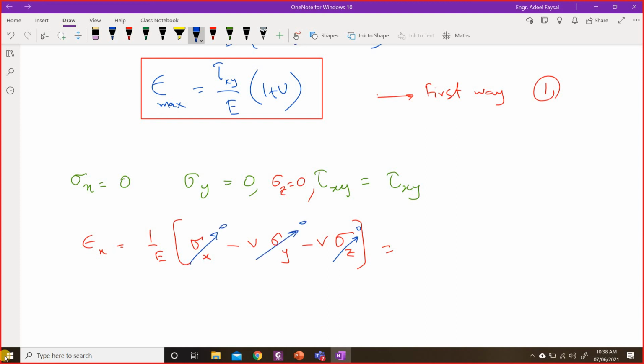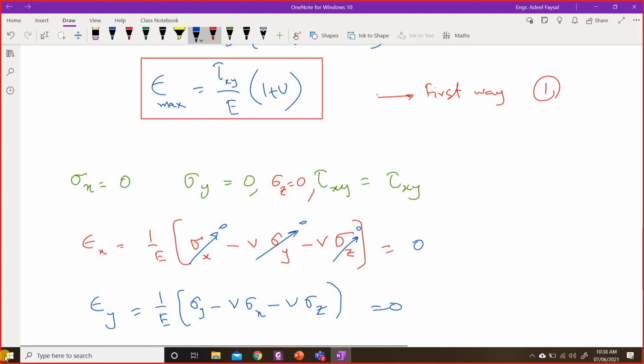Agree? So now we can say that it is equal to 0. Same goes for epsilon y, equal to 0. But just to tell you what expression it would be: sigma y minus nu sigma x minus nu times sigma z, equal to 0. Why? Because all these stresses are equal to 0. So it means epsilon x is 0 and epsilon y is also 0.